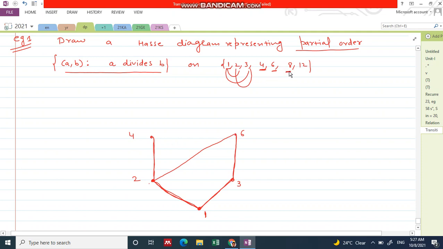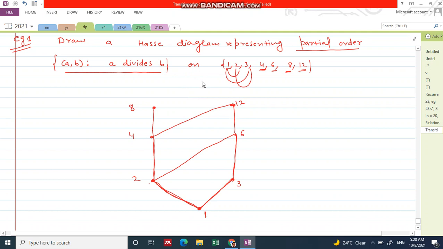Now what is the next element? The next element is 8, so 8 comes here. 4 divides 8. What is the relationship between 6 and 8? 6 does not divide 8, so do not join 6 with 8. The next element is 12, written on this side. 6 divides 12, and 4 also divides 12. But 8 does not divide 12. So this is the Hasse diagram of this partial order relation.